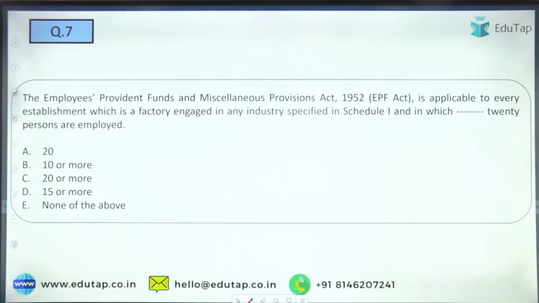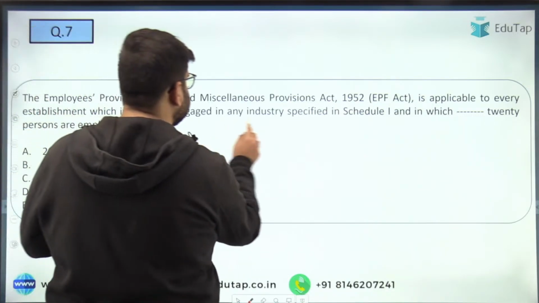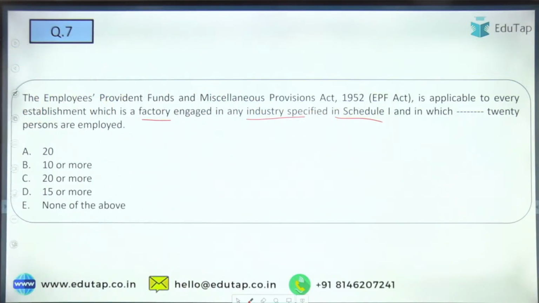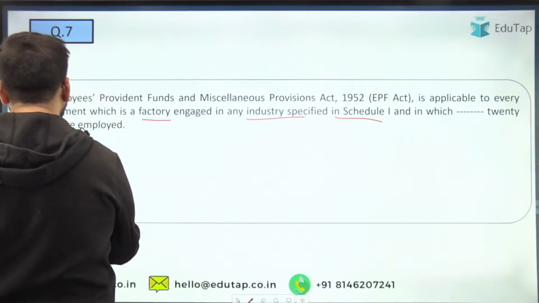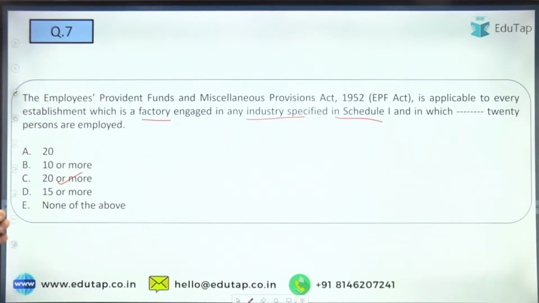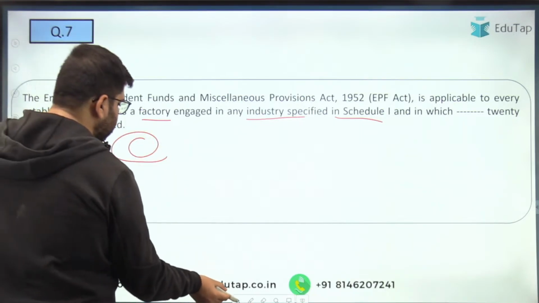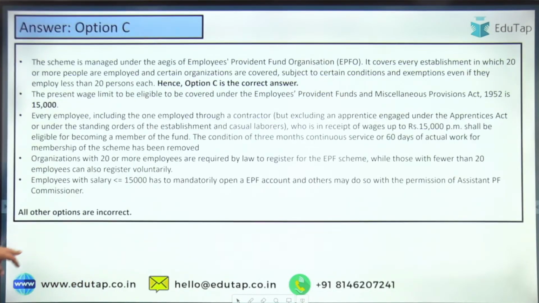Now, the EPF Act of 1952 is applicable to all those factories which are engaged in industry specified in Schedule 1 of the Act, and to some other companies which have 20 employees or more. So if any company has more than 20 employees, it will come under the domain of the EPF Act. So your answer will be option number C. Very easy. Yes, now I can see some answers. Gopal, very good. You are doing good.